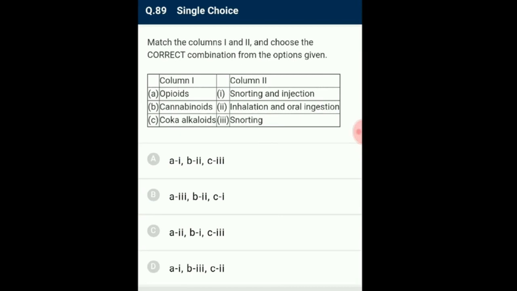Question number 89. Match column 1 and 2 and choose the correct combination. Opioids are obtained from the poppy plant, generally taken by snorting and injection. They are depressants and slow down body functions. Cannabinoids are obtained from the plant Cannabis sativa. They are taken by inhalation and orally and are known for their effects on the cardiovascular system of the body. Coca alkaloid is obtained from the coca plant. It is usually consumed by snorting. It has a stimulating action on the central nervous system, producing a sense of euphoria and increased energy. So the correctly matching option is option A.